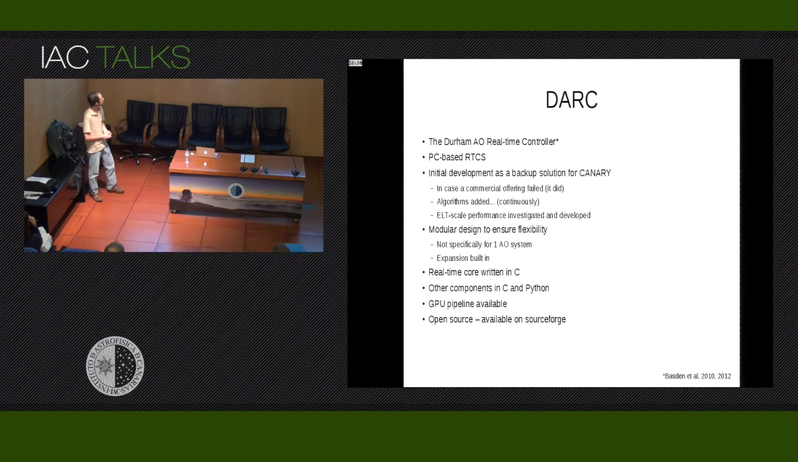So, DARC. DARC is the Durham AO real-time controller. It's a PC-based real-time control system. It has a bit of an interesting history. It was initially developed as a backup solution for CANARY. I'll talk about CANARY in a minute.